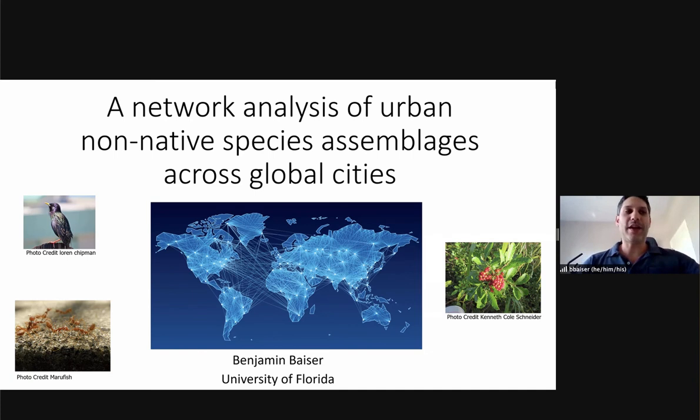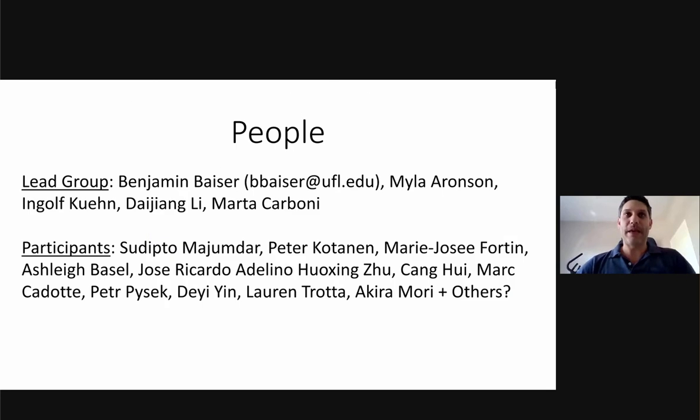And so the working group that I'm talking about today initially started off as a functional traits working group. And at the GUBIC meeting in 2019, it kind of morphed into this idea that we have here that I'm going to present at least the beginnings of, which is looking at a network analysis of urban non-native species assemblages across global cities. And so this is the ideas of a lot of people here.